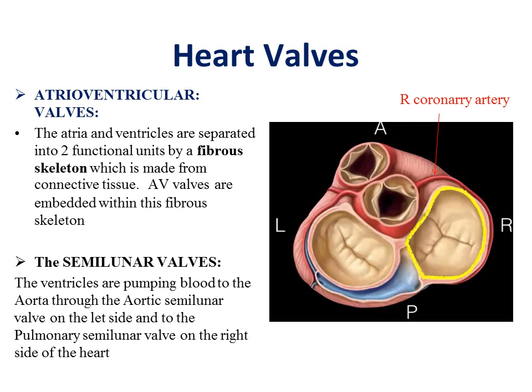The semilunar valves more or less have an attachment to that fibrous skeleton still, but their main function is that when the ventricles are pumping the blood to the aorta through the aortic semilunar valve on the left side, and to the pulmonary semilunar valve on the right side, they will be opened. And during diastole, the atrioventricular valves will be opened so as to let the blood come from the atria to the ventricles, and so on during systole and diastole.